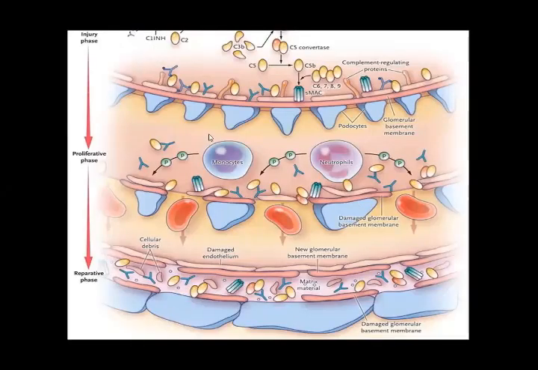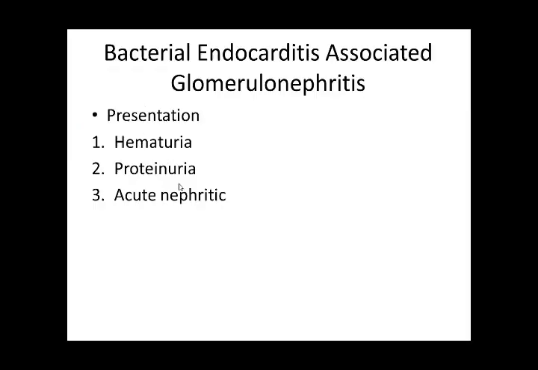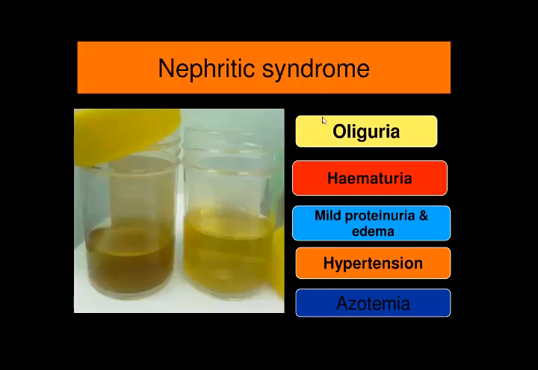There again goes the same diagram. The antibodies come out of the blood vessels into the GBM, and then they lie subendothelially and cause membrane attack complex. Hematuria, proteinuria, acute nephritic syndrome, right? This was a nephritic syndrome. It causes proteinuria and nephritic syndrome. Oliguria, urine less than 400 ml per day. Hematuria, blood in the urine, could be microscopic or macroscopic. Mild proteinuria and edema, right? Hypertension and azotemia.